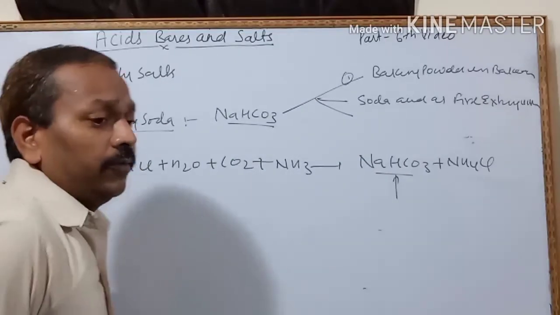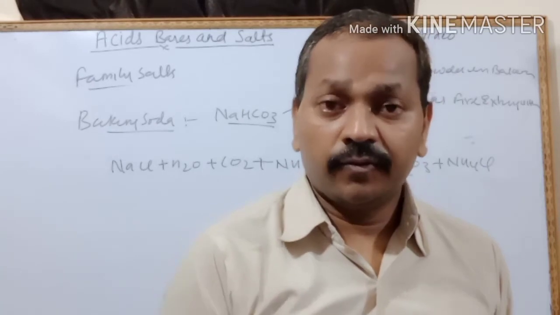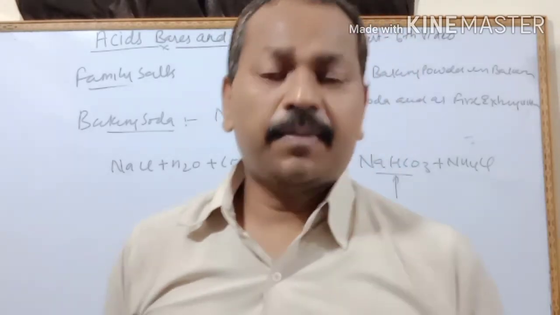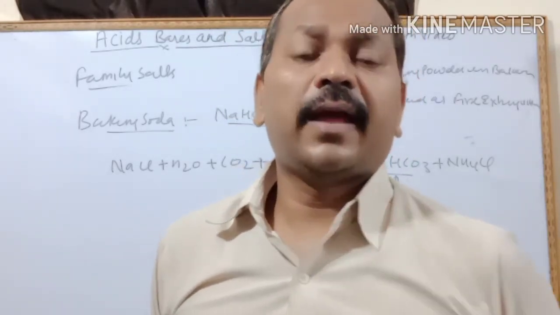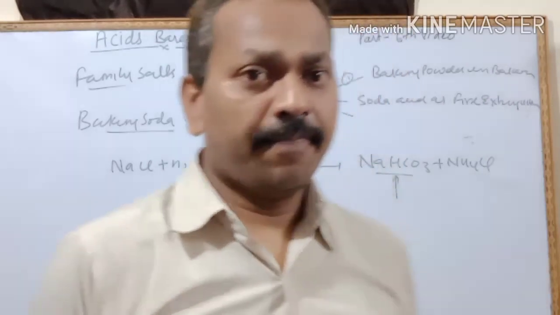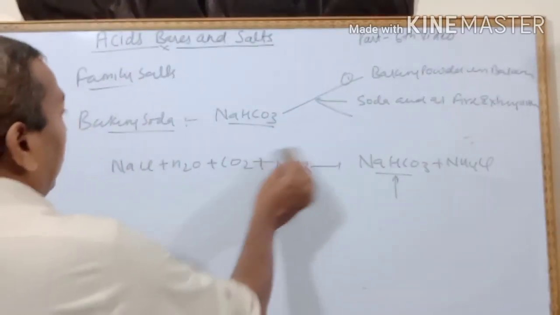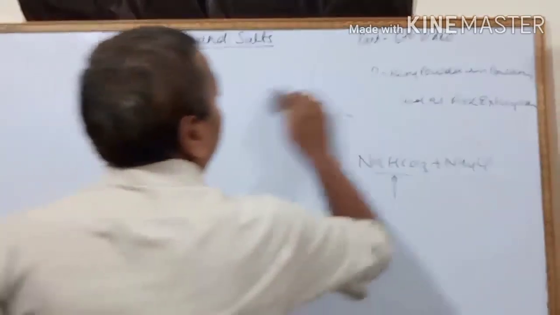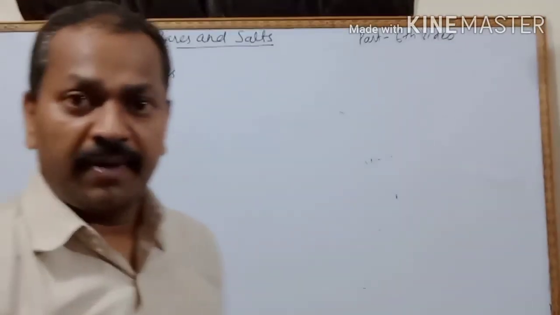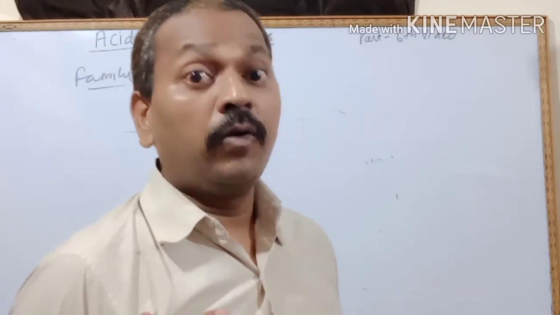Now one question arises: what is the difference between baking soda and baking powder? To prepare baking powder, we add tartaric acid to this, then it turns into baking powder. So this is all we have: baking powder, baking soda, and the last one is very important. That is sodium hydroxide. Many times the question has been asked: what is the chloralkali process?